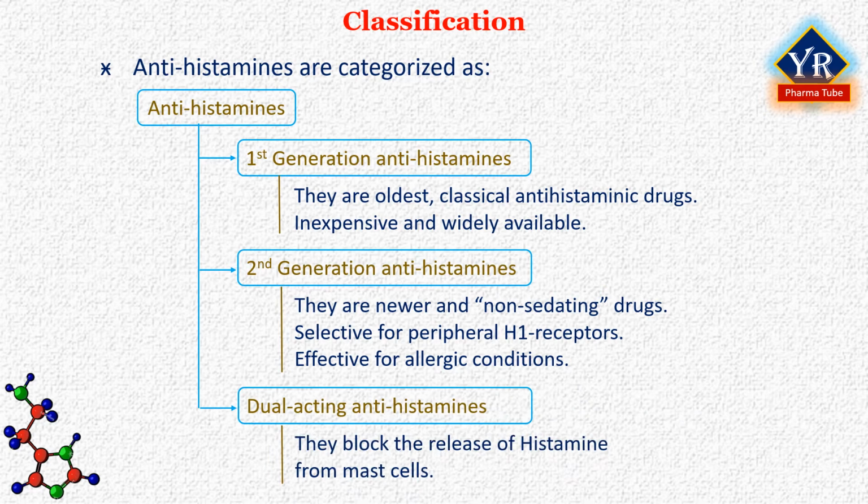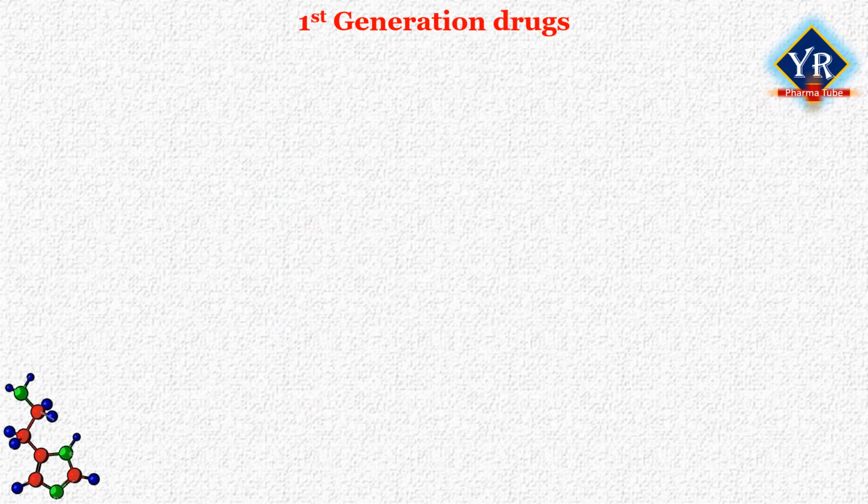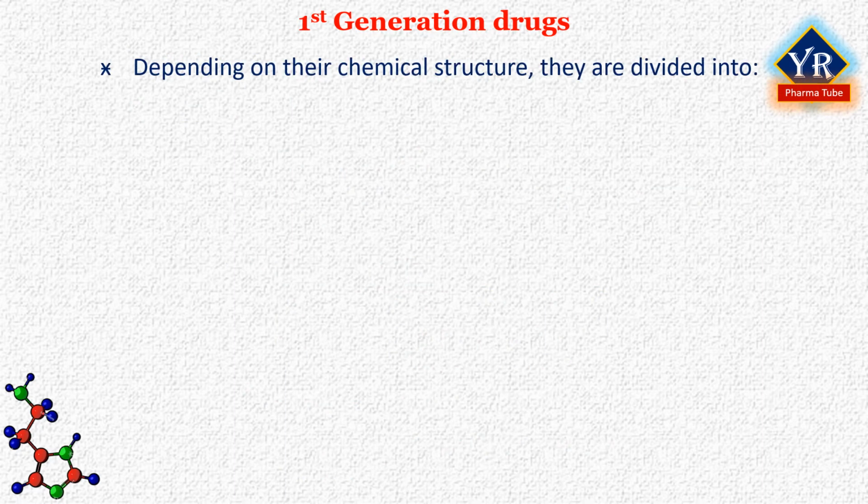Compounds that block the release of histamine from mast cells and antagonize the actions of histamine at H1 receptors are known as dual-acting antihistamines. Coming to the first generation antihistamines.